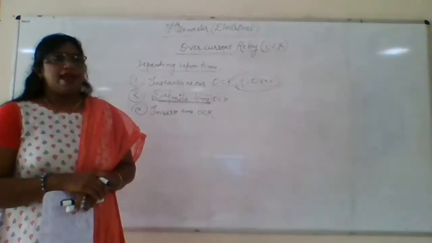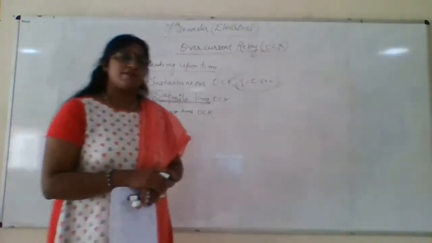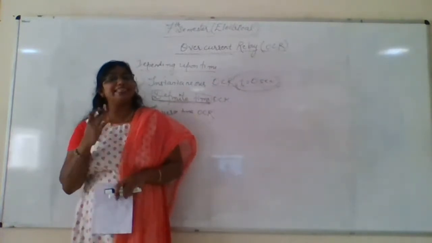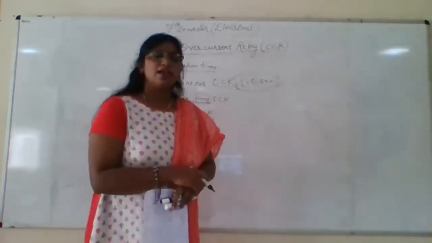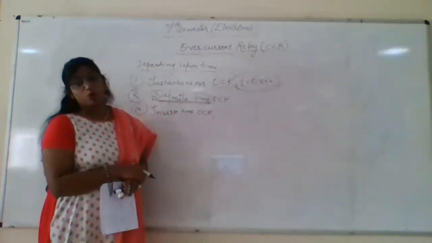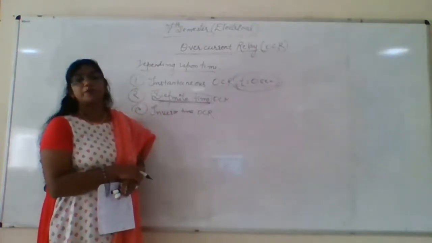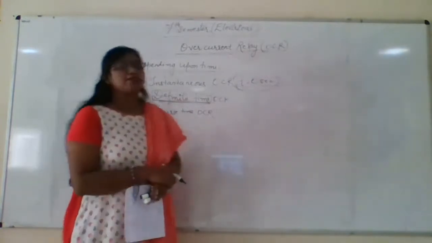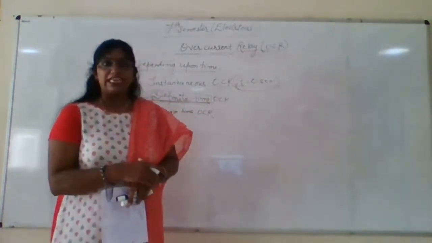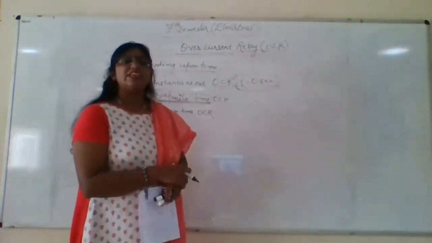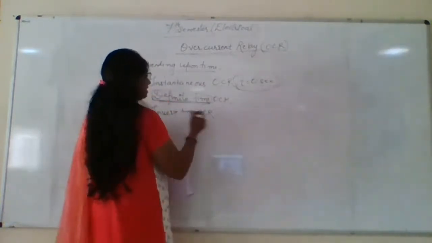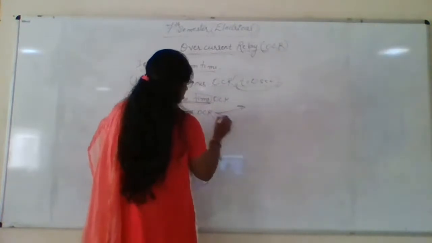Why this relay? Actually, this relay has its own advantages since it operates according to the intensity of the fault. Meaning if the fault is more, the time of operation is less. Depending upon the fault intensity, the relay will decide when to operate. Fine. So it has three types.